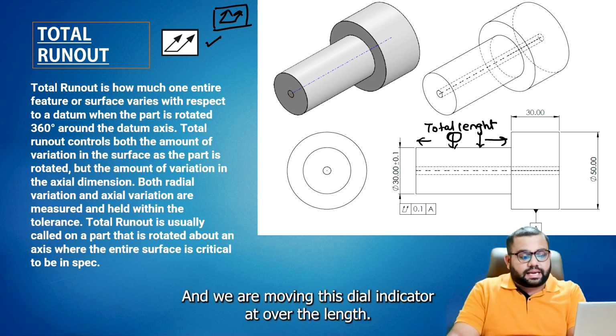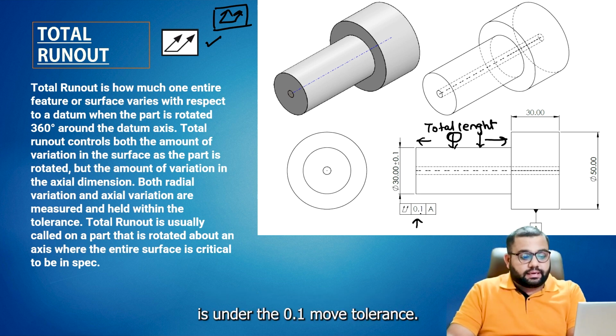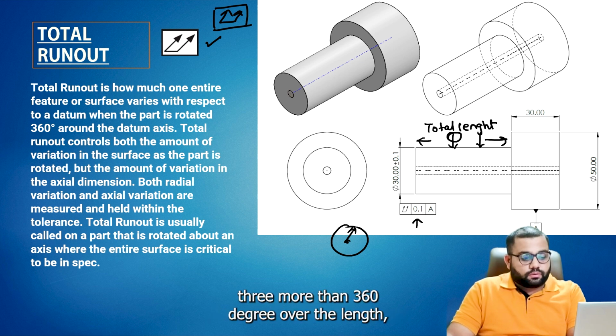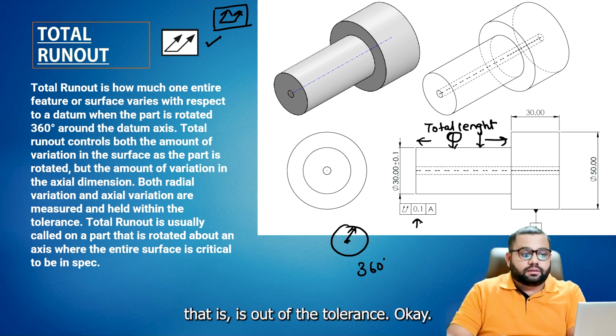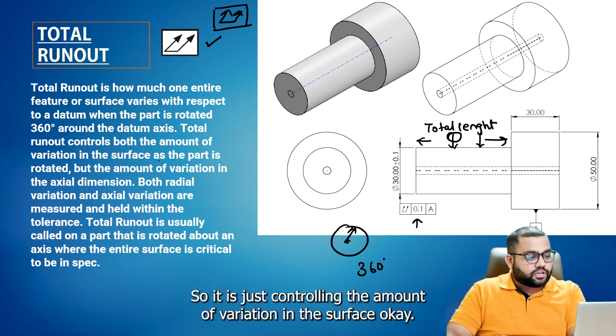We are moving this dial indicator over the length, and we are checking that the whole length is within the 0.1 mm tolerance. If the dial moves more than that over the whole total length, it is out of tolerance. So total runout controls the amount of variation in the surface.